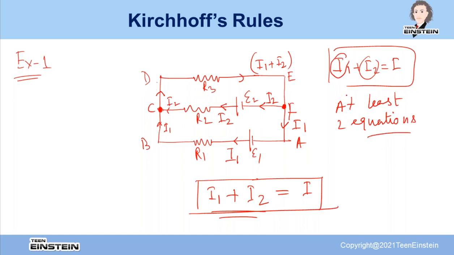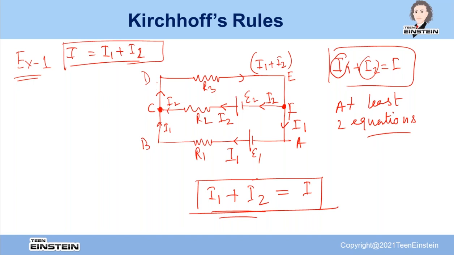You can write KVL, that means Kirchhoff's voltage law, for these two closed loops. You look here, there are two loops over here. Okay, I'll just clean this portion.